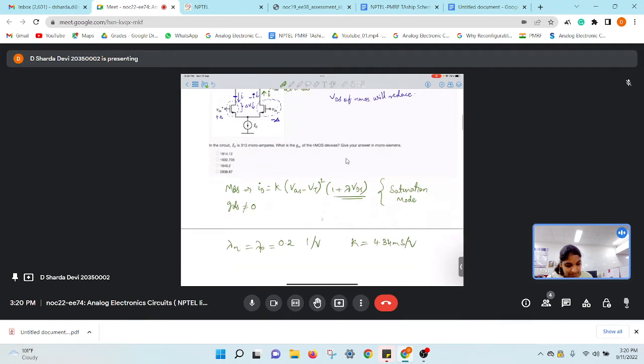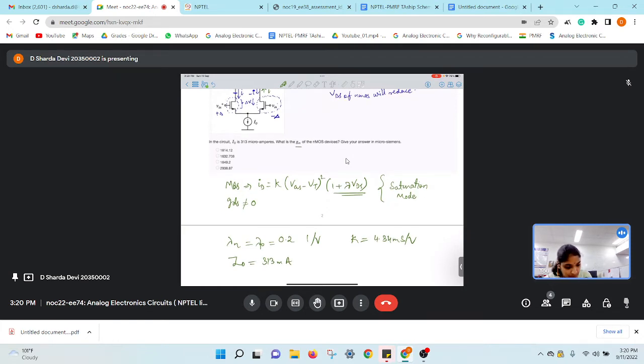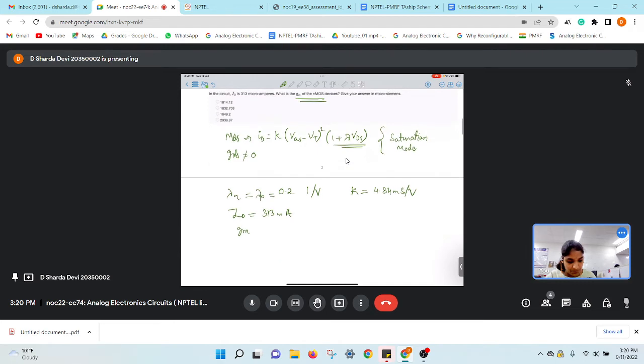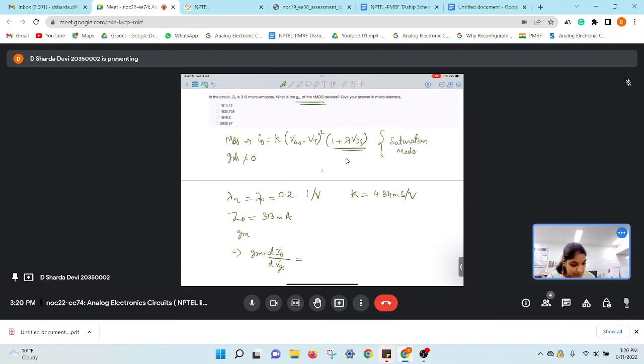Now it says this I naught is 313 milliamps. So we have to find GM for NMOS. How do we find GM? What is the formula for GM? GM is delta ID by delta VGS. So if we simply differentiate, we know ID.